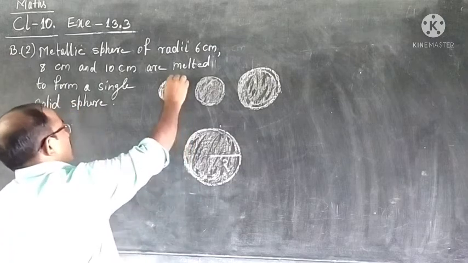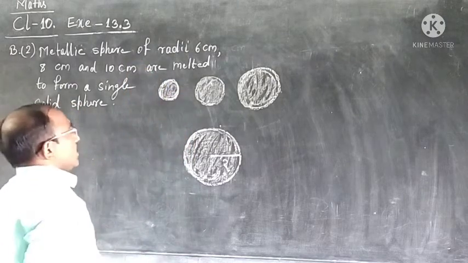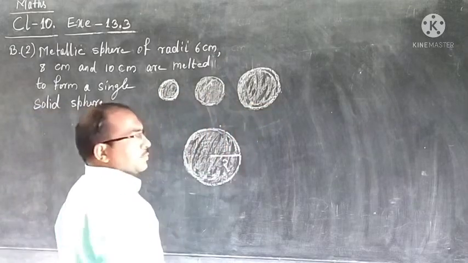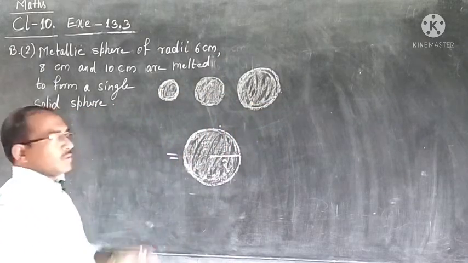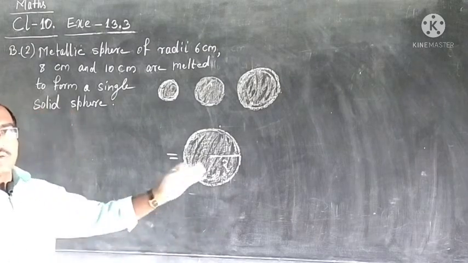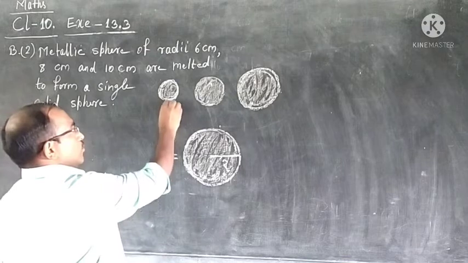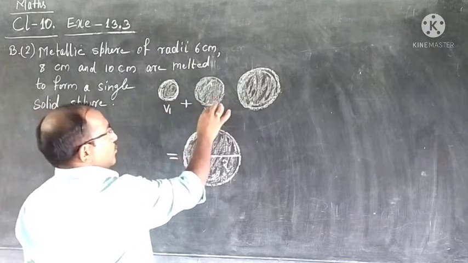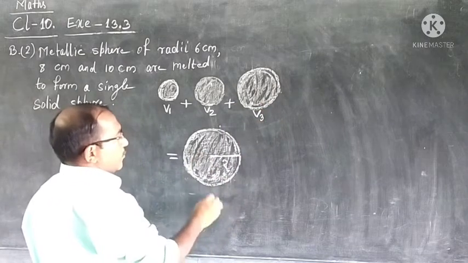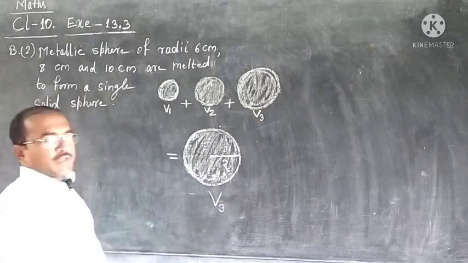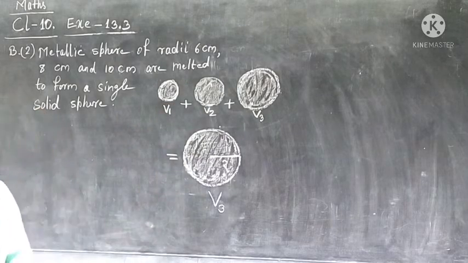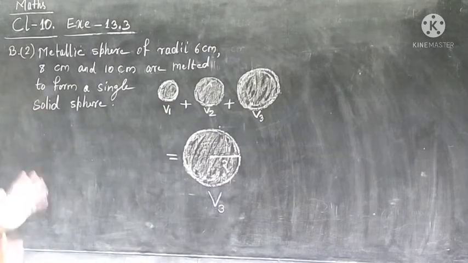So, what concept can we get from here? The volume of the first sphere plus the volume of the second sphere plus the volume of the third sphere is equal to the volume of the new sphere, or the largest sphere, or whatever name we give, the single solid sphere. Let us call them 1, 2, 3 and new. 3 we are melting and the new one we are making. So, the concept is this only.